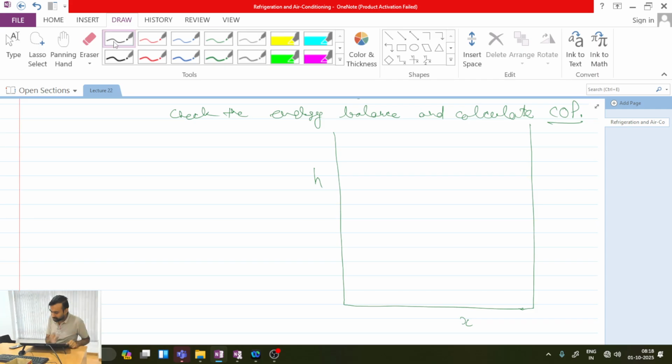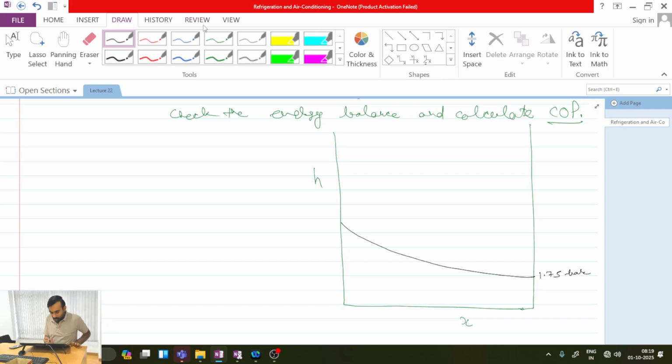So what is the pressure given? I will go to the saturated liquid curve and I will locate the pressure of 1.75 bar. This is the line having pressure 1.75 bar. All of you have located? Please tell me.